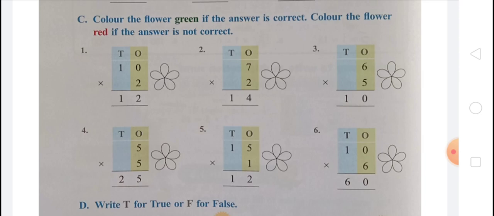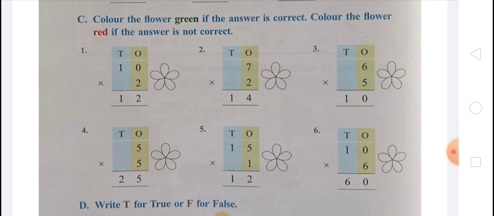So 14 is also written. So the answer is correct, and we will color the flower green. Okay. First red, second green.